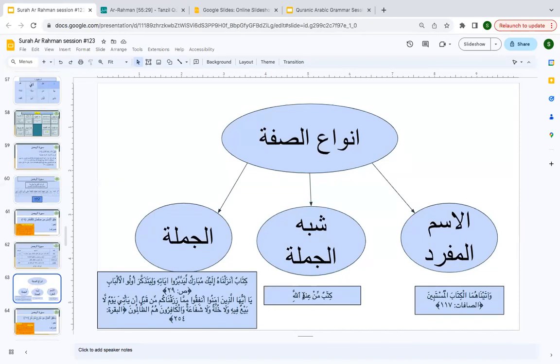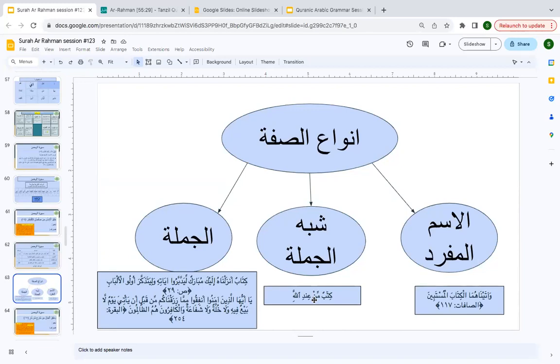Kitabum min indillahi, a book from Allah. When I say a book from Allah, is it any book I'm talking about? Or I have specified, I have given you a description, I have given you a sifa for the book. It's a specific book now I'm talking about, right? And that is why you are allowed to have a common ism as a mubtada when it has a sifa along with it, because the ism has now become specific. It's not abadun mu'minun, not any abad. It is now a believing slave, right?